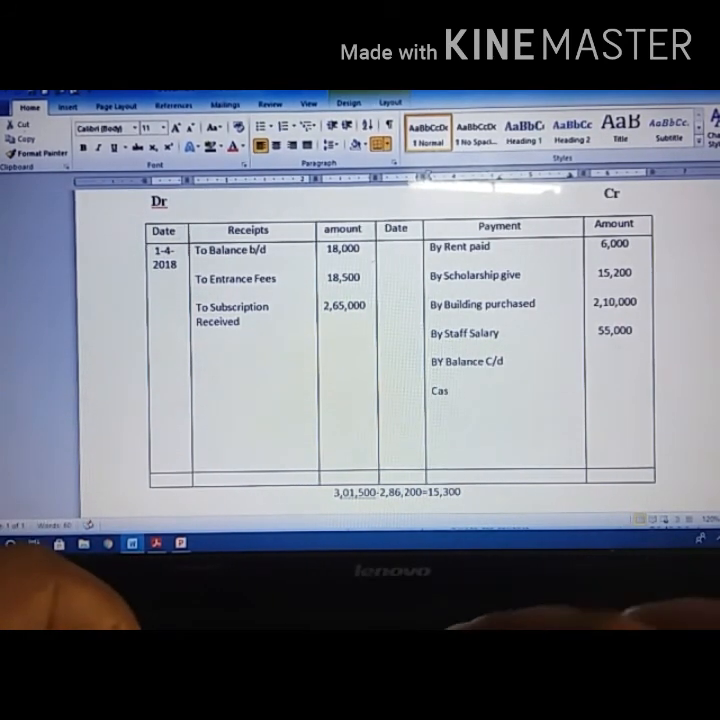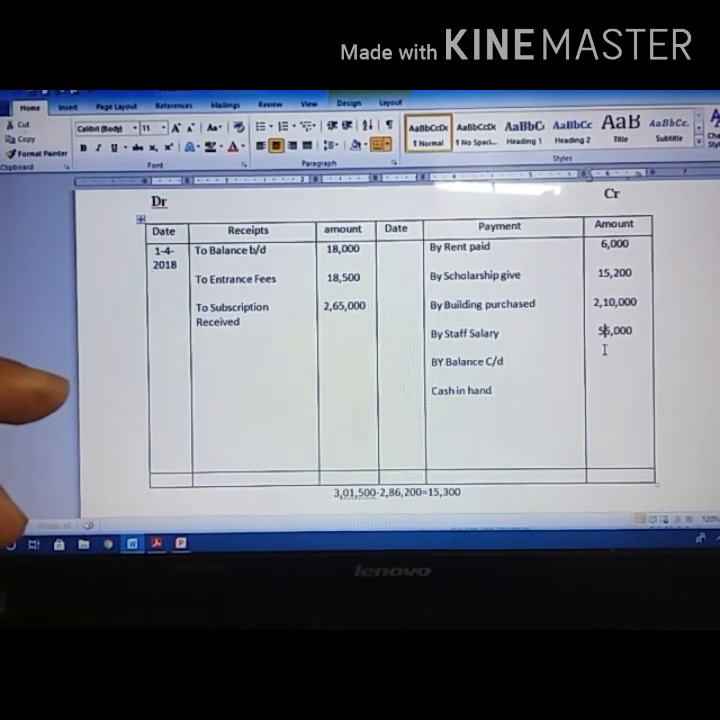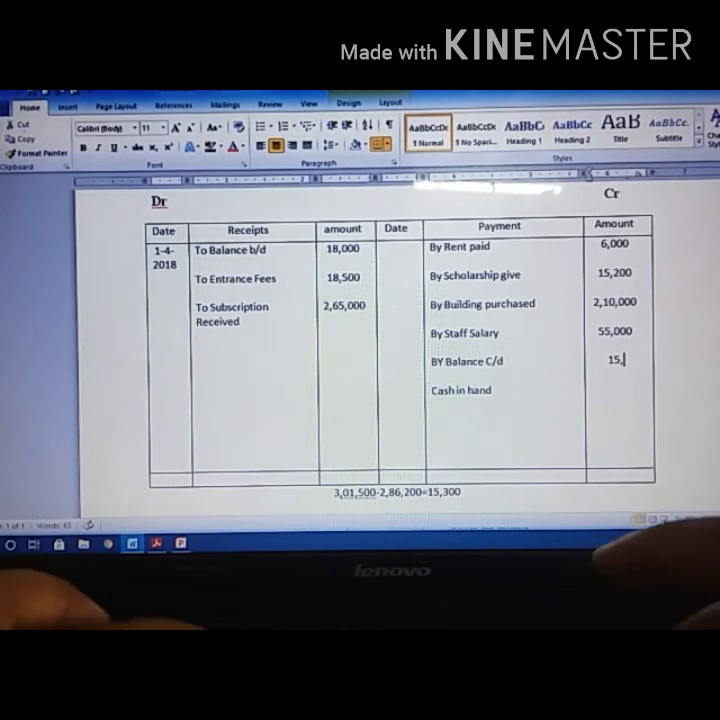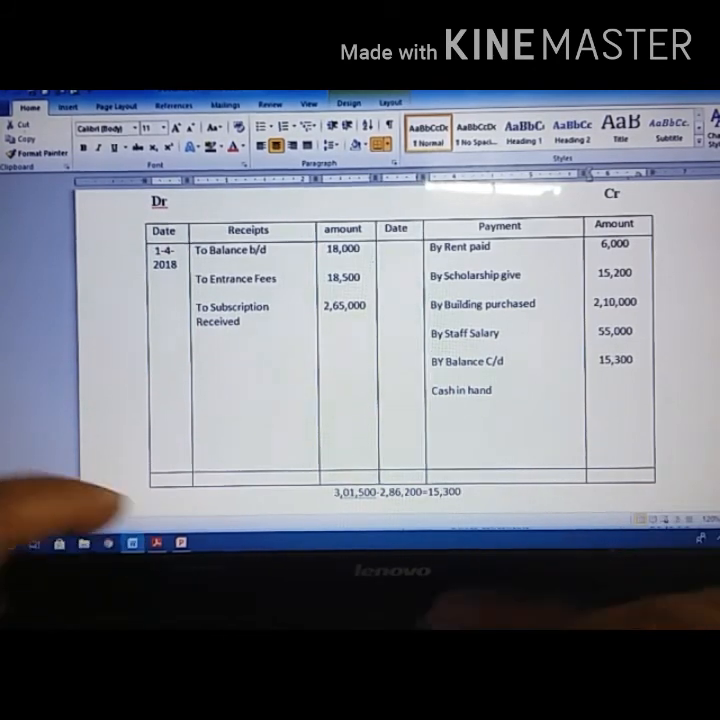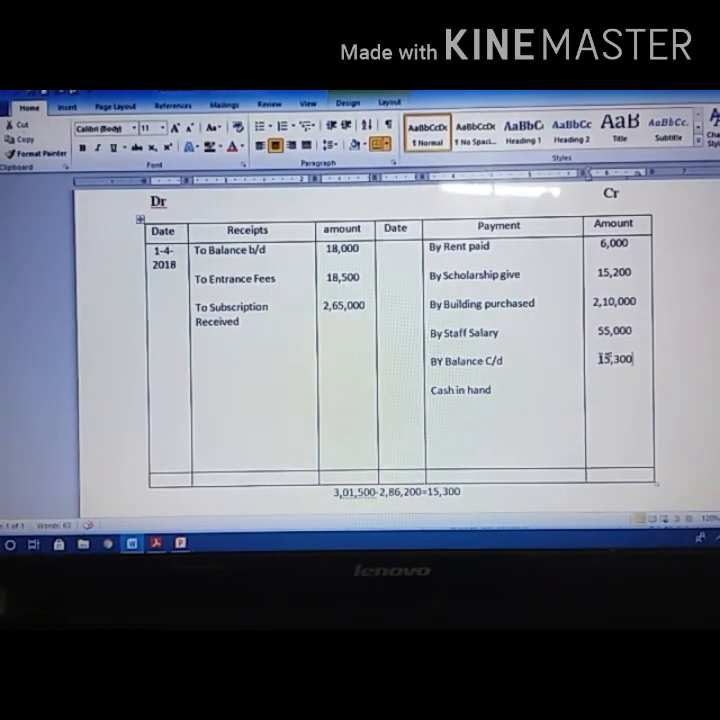Cash in hand. So how much? This value we have to find out through the receipt and payment account. So 15,300 is the balancing figure we have to find out. This amount only we have to find out to prepare a receipt and payment account. This means this is the closing cash balance of the receipt and payment account. So likewise you have to prepare the exercise problems also.